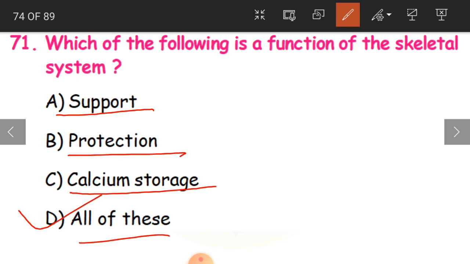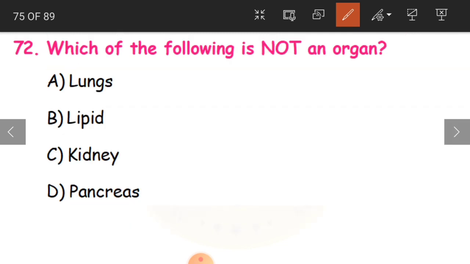Because of the skeletal system, children, we have a shape for our body. Our body gets support, it protects our body, and even calcium is stored in our body. So because of this, option D, that is all of these, is the correct answer. Clear?